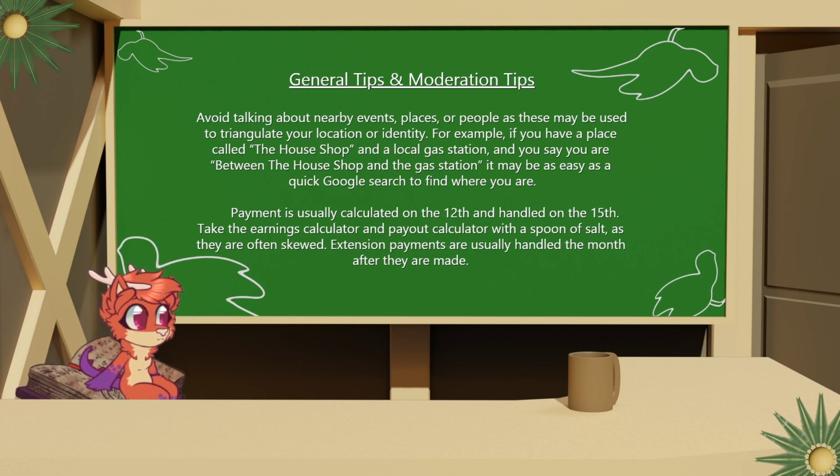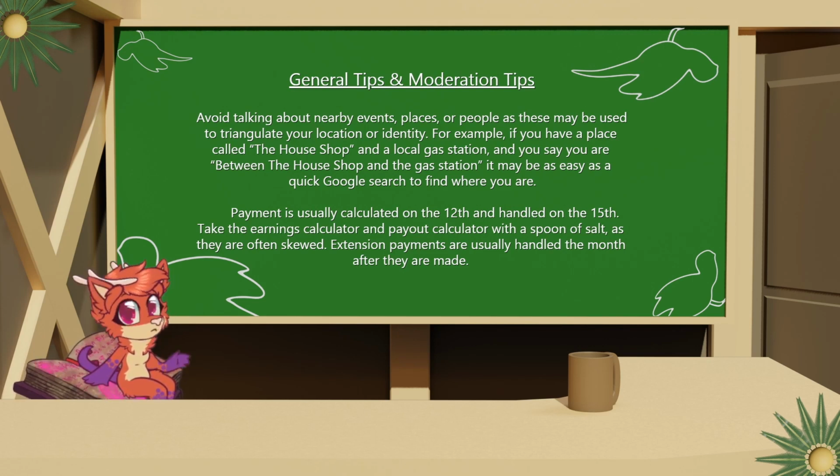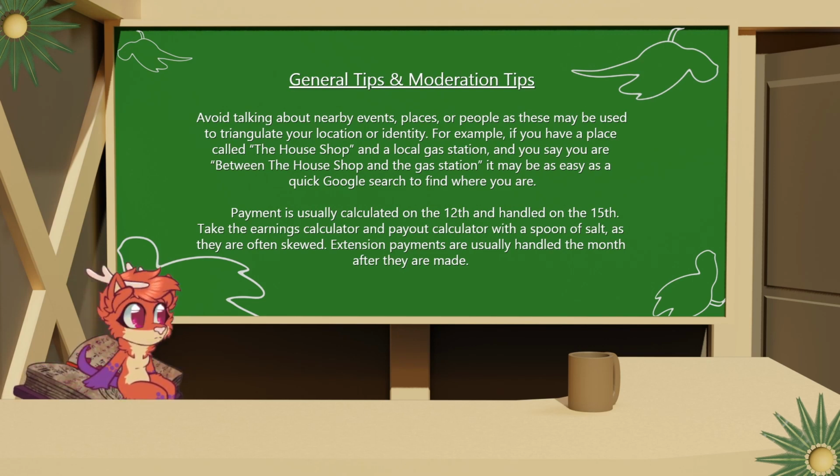Right? Now, an extra little added tip, if you get to affiliate, congratulations. Payment is usually calculated on the 12th and handled on the 15th. Take the earnings calculator in Twitch and the payout calculator in Twitch with a grain of salt, as they are oftentimes skewed and not accurate.